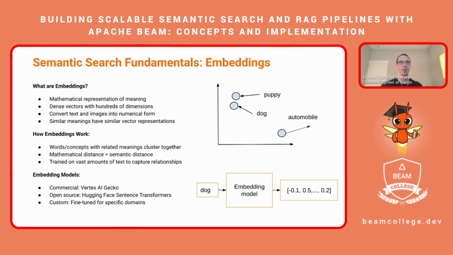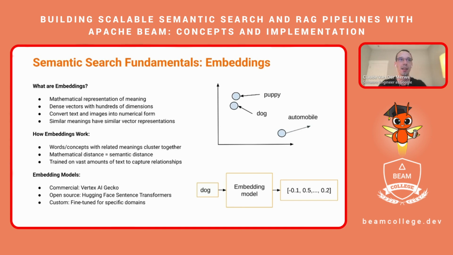So let's start with what are embeddings? At their core, they are a mathematical representation of meaning. Words are represented as dense vectors with hundreds of dimensions. And similar vectors are close together in the embedding space. We use mathematical distance as a measure of how similar concepts are. So that equals the semantic distance. These embedding models are trained on vast amounts of text to capture these relationships.